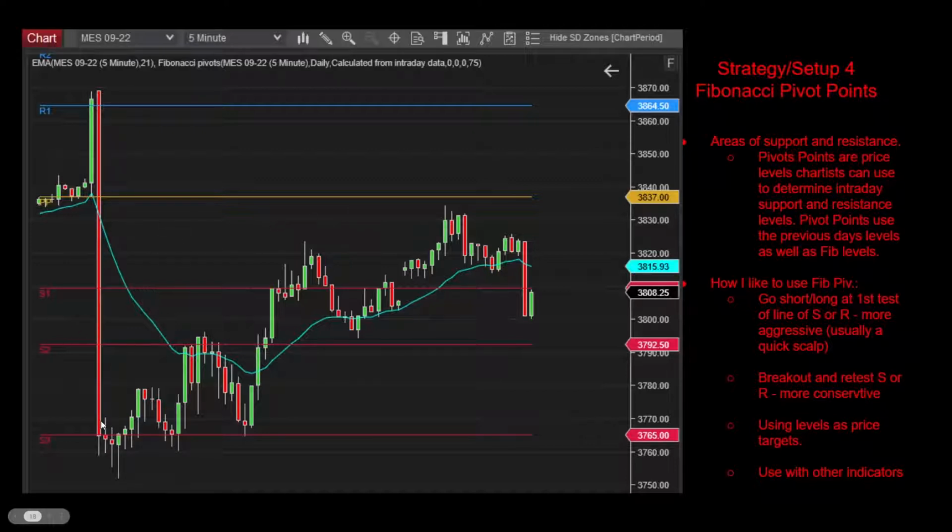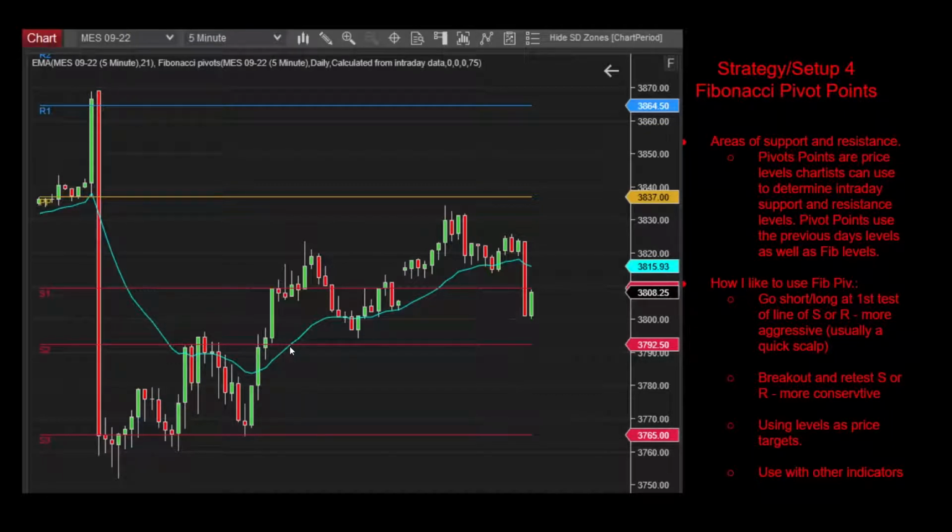Two, I'll take a breakout and retest as a more conservative approach, or I use these levels as targets. You don't know where things are going to go, so these lines give you a general area. You can see in this picture that it tests these lines, and that's where it finds support and resistance, and you can aim for those as your price targets if you like.